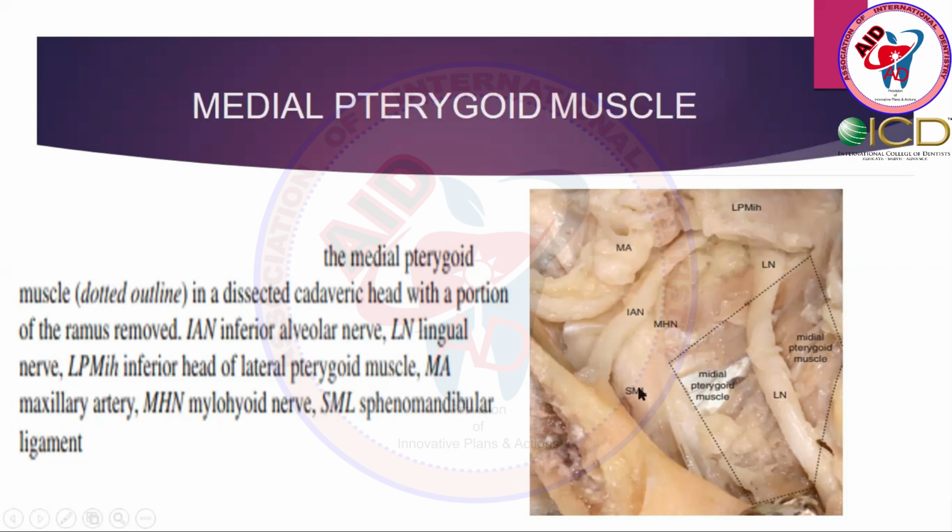This is the sphenomandibular ligament. The sphenomandibular ligament is attached over to the lingula, and from the lingula it goes to the sphenoid bone. When we see the medial pterygoid muscle, it is just medial, slightly lateral, to the medial pterygoid muscle. So that is the whole muscular area. This is the middle meatus, you can see here, and like this.